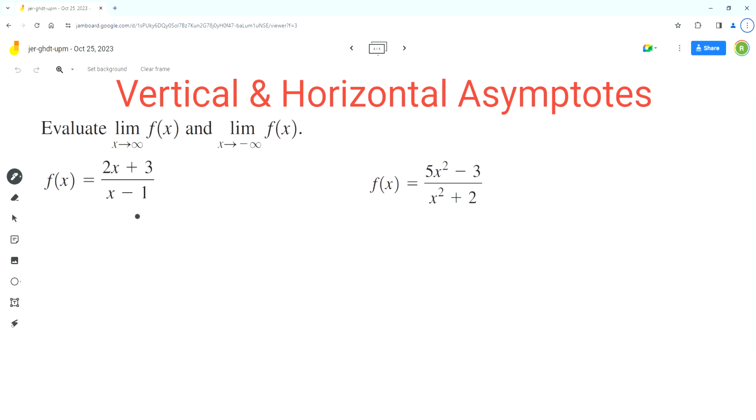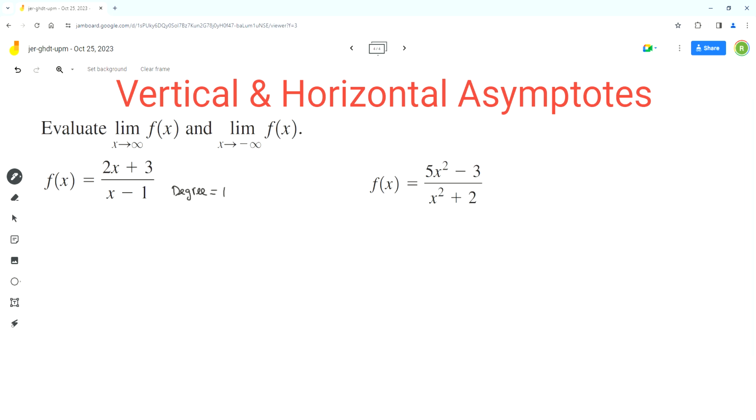Now, this is a rational function. And in order to evaluate the limits that approach infinity, we have to analyze the denominator of this rational function. Now, the degree of the denominator of this rational function is equal to 1. So basically, the highest power on the variable in the denominator.